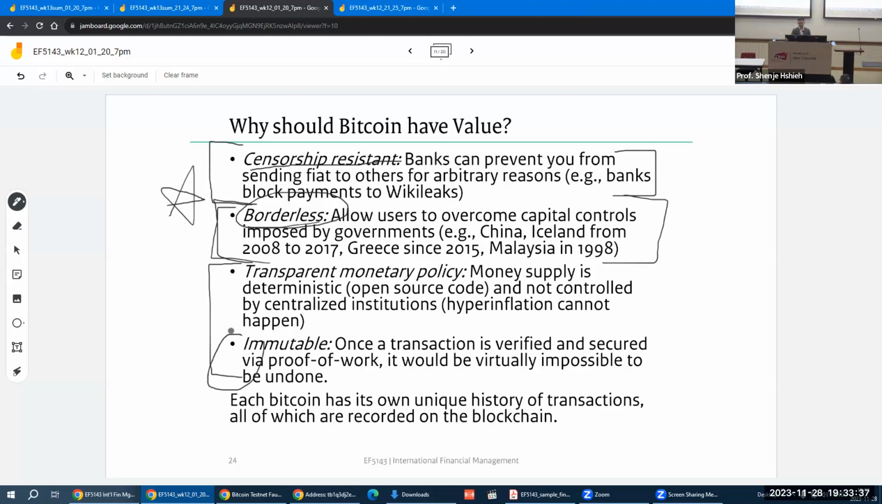And another feature is it's immutable. Immutable in the sense that it's hard to reverse, it's basically impossible to reverse transactions, because if you want to reverse a transaction that takes place 100 blocks in the past, that's going to take a humongous amount of computational work, which is impossible to do, right? You have to undo not only the growing chain, but also everything in the past too, if you want to change something in the past.